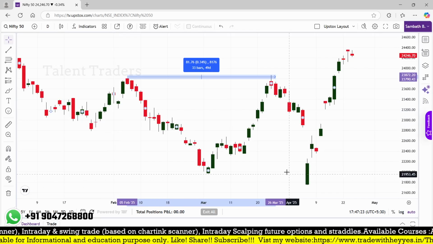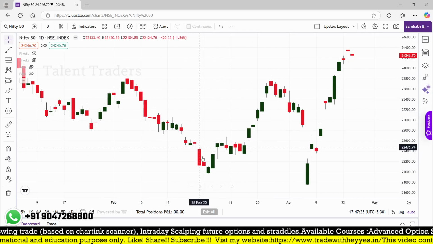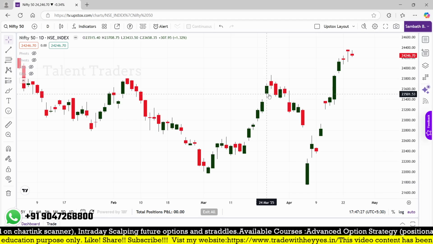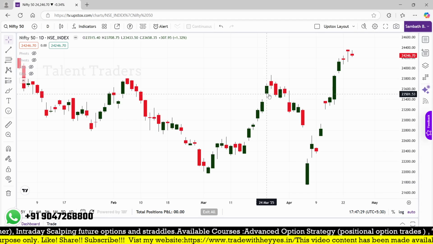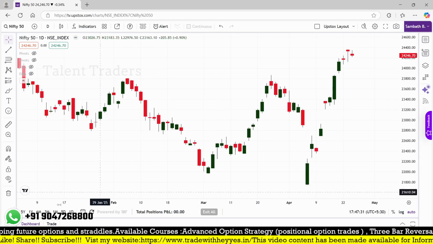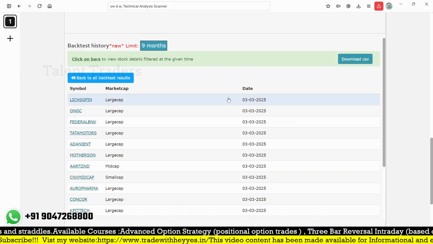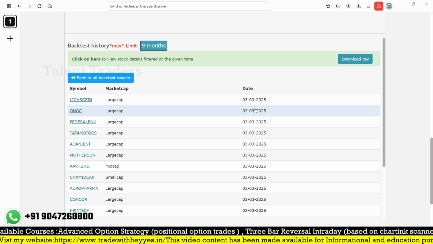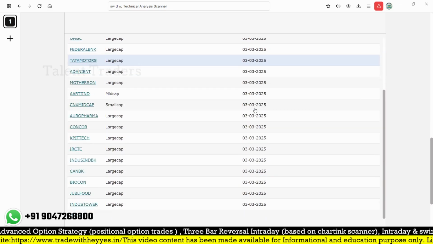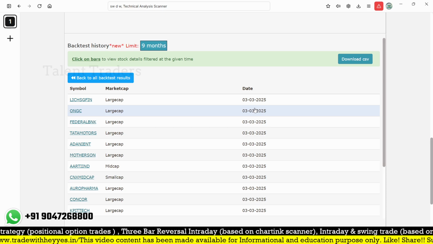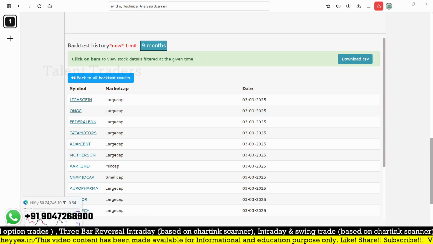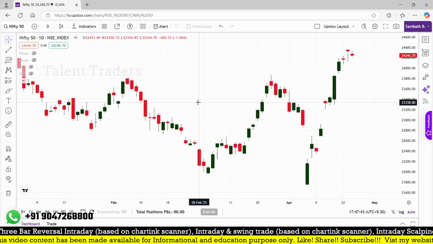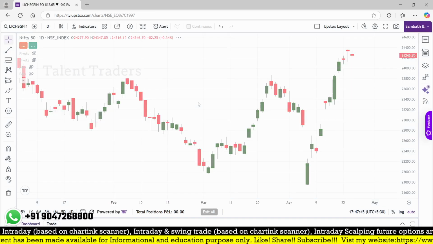After a correction, we don't know whether the recovery is going to happen or not, but we have some conditions. If that condition is met, then the stock will be on the list. On the 3rd of this month, many stocks came, more than 10 stocks. Let me check whether they reversed or not. LIC is the first one, at the top of the list.